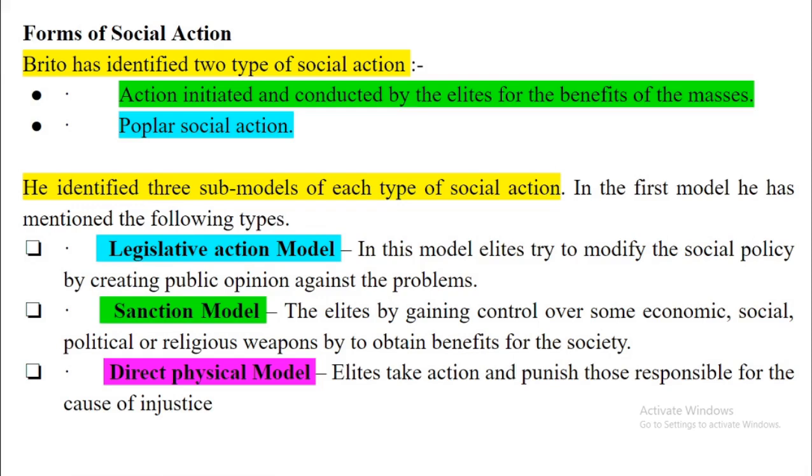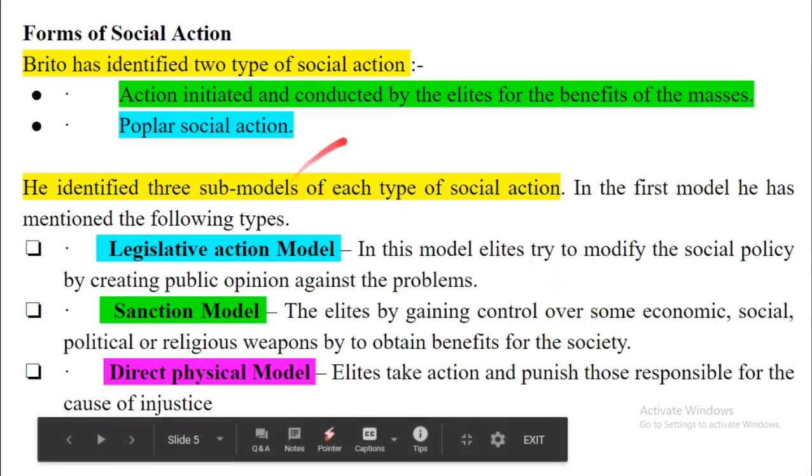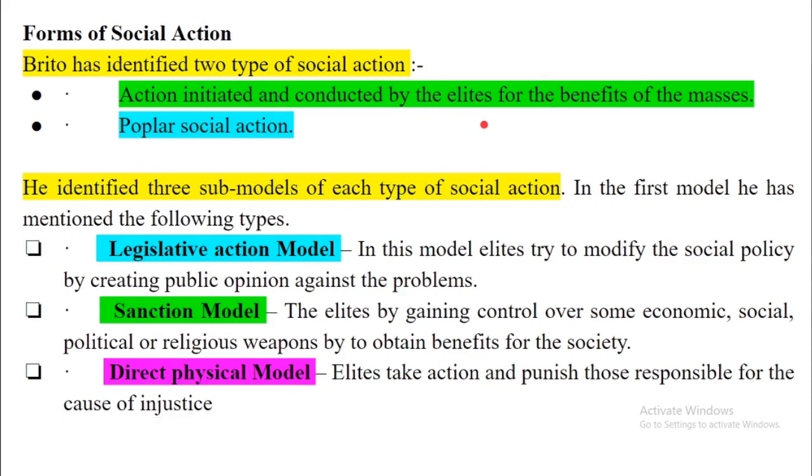Now, moving to the forms of social action, there is Britto. Remember, Britto has identified two types of social action. First, action initiated and conducted by the elite for the benefit of the masses. So the elite class takes action for the benefit of the masses, meaning the common public. And another form of social action is popular social action. Again, he identified each type with three sub models, and we'll discuss the three sub models of these two types of action.